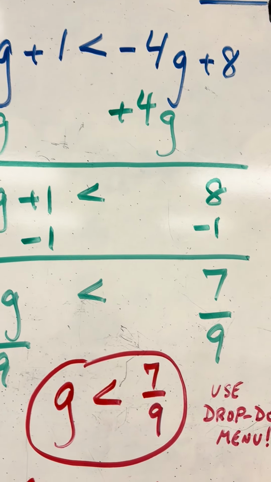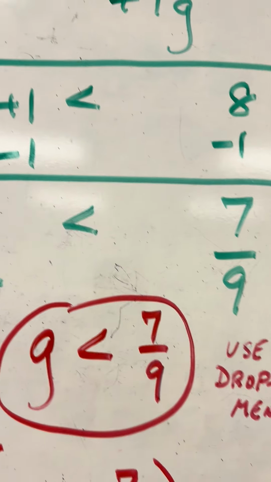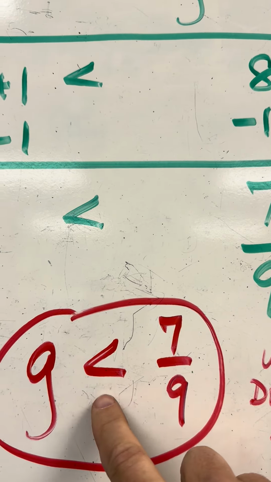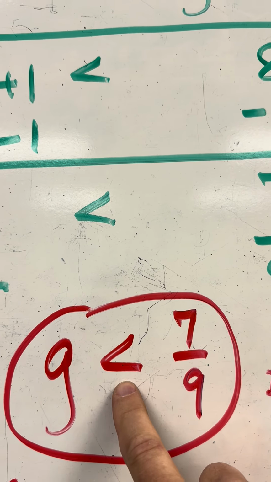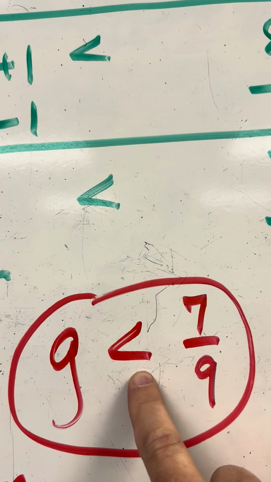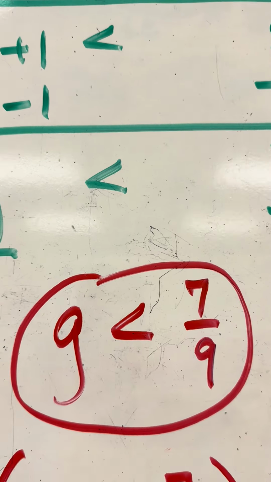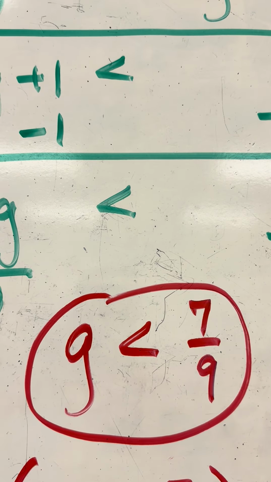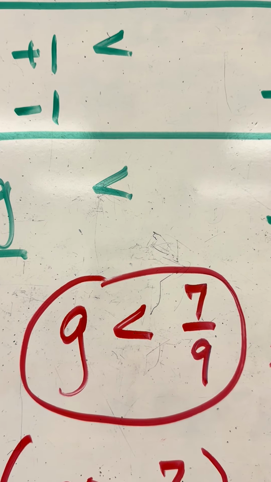So what you're going to do is use the drop-down menu on Delta Math because it's going to give you an option here for less than or equal to, greater than or equal to. So you're going to have to use the drop-down menu on Delta Math for that, okay? That'll be the answer for the first set of questions.